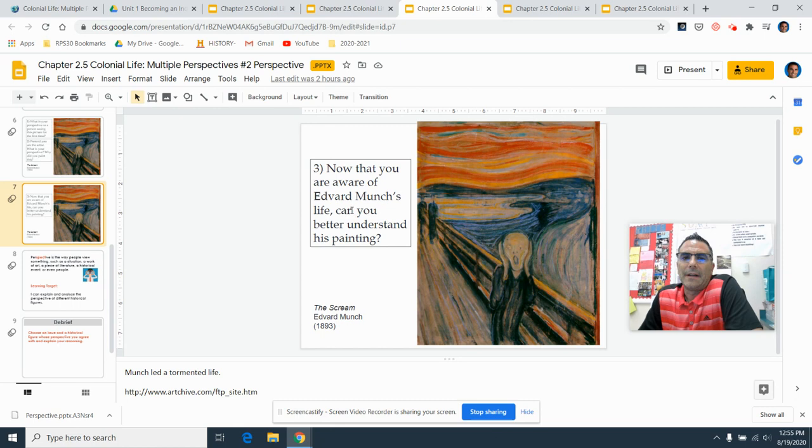Now that you're aware of Edvard Munch's life, can you better understand his painting? If you didn't already, research him a little bit.